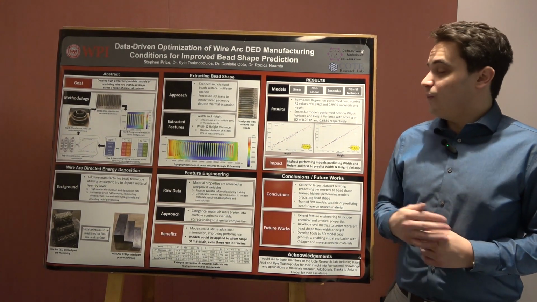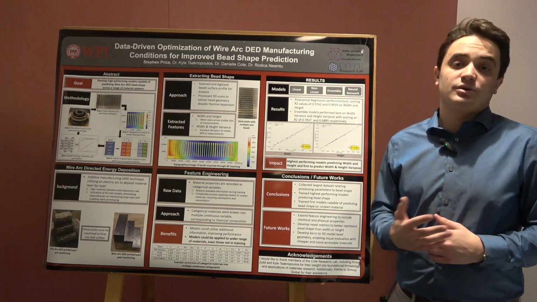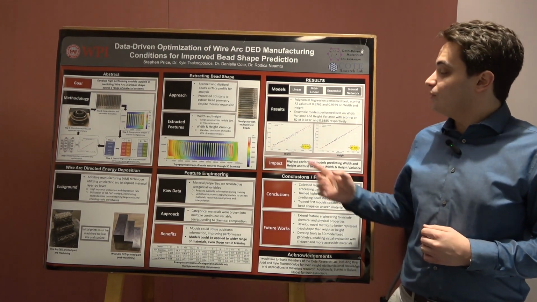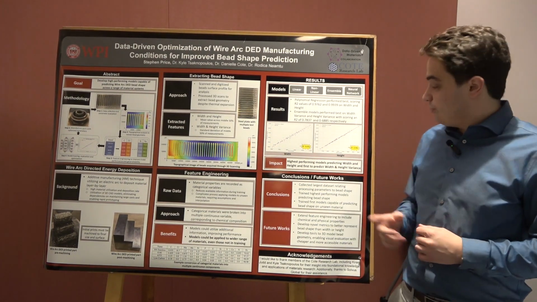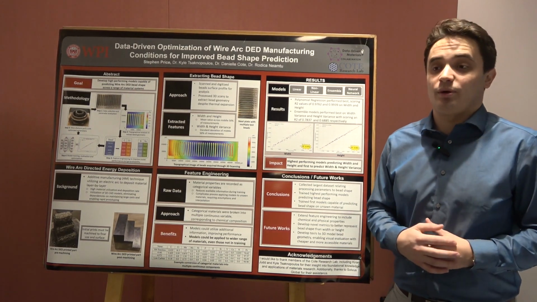And so within these, we ended up finding out that polynomial regression performed even better than the neural networks or some of the more advanced ensemble networks for width and height, scoring an R-squared of 0.976 for width and 0.994 for height. And so this was a very high performing model for these.